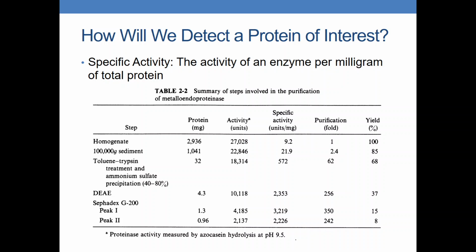And what I want you to be able to do is look at a table like this and at least to some extent interpret it. What I want you to see is that, as expected, the amount of total protein goes down from your crude lysate, here referred to as your homogenate, down to the purified protein. So I went from having about 3 grams of total protein, my protein that I'm interested in, as well as all of my contaminant proteins, down to about 1 milligram of protein. So that is a very significant change in the amount of protein that I have present.